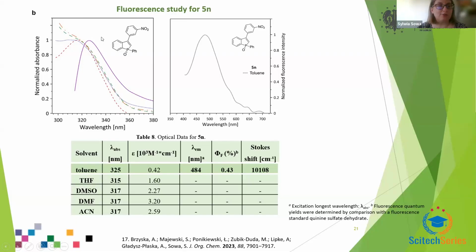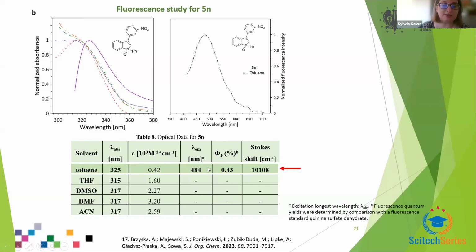When it comes to the nitro substituted phenyl ring, it also has a very similar profile in absorption to 5A, and is only fluorescent in toluene, with a very high value of Stokes shift, which means that this compound is very different from these two previous ones, and its fluorescence is affected by the solvent polarity. The proof is the very high value of the Stokes shift even in toluene.